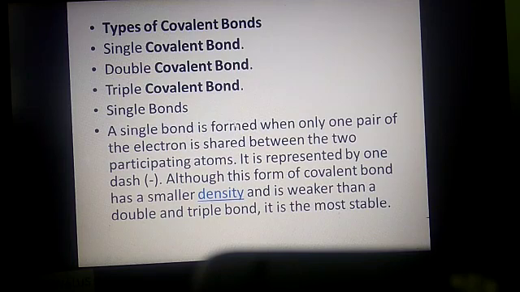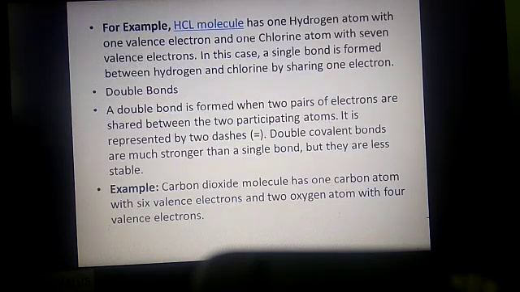A single bond is formed when only one pair of electrons is shared between the two atoms, and it is represented by a dash. It has a smaller bond strength, is weaker than double or triple bonds, and is most stable. For example, the HCl molecule has one hydrogen atom with 1 valence electron and one chlorine atom with 7 valence electrons. In this case, a single bond is formed between hydrogen and chlorine.